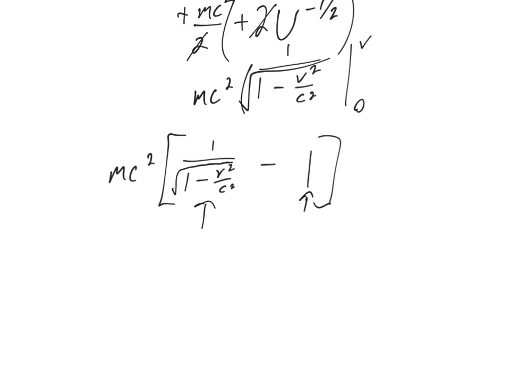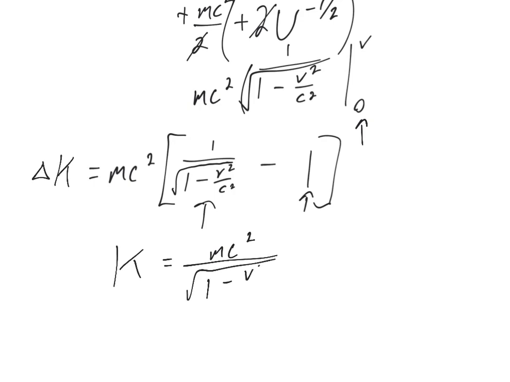Okay, and let's remind ourselves that this was equal to the change in the kinetic energy, which is K final minus K initial. Since we started at rest, remember our initial velocity was 0, then it's really just K final. So rearranging things, we get K is equal to mc squared divided by the square root of 1 minus the now very familiar v squared over c squared, minus mc squared.